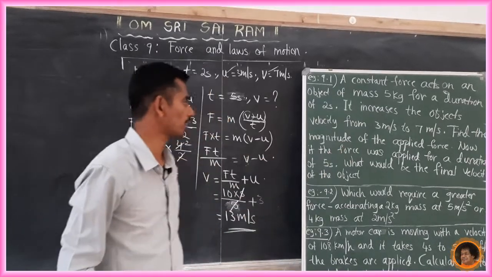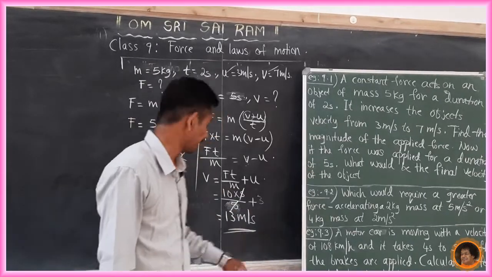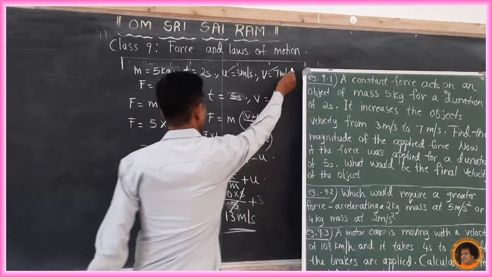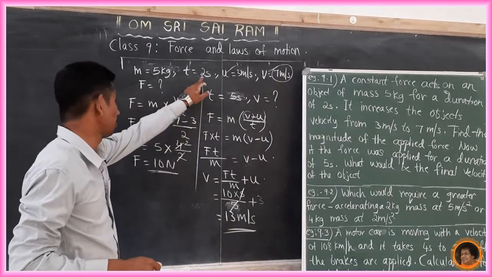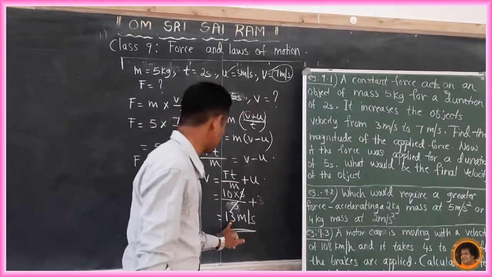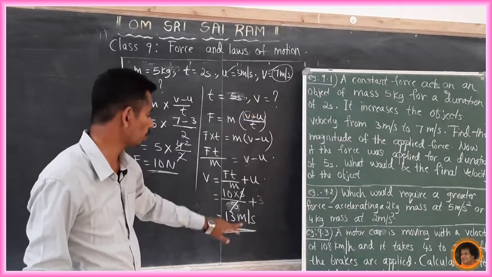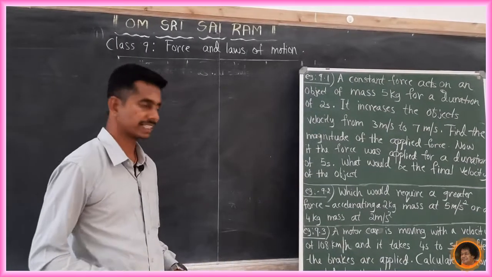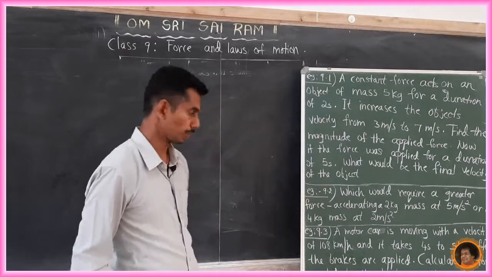What would be the final velocity of the object? The force was applied for a duration of 5 seconds. The final velocity is 13 meter per second. After the force is applied for 5 seconds, its final velocity becomes 13 meter per second, from 7 meter per second to 13 meter per second. Now, another example is given, example 9.2, in your textbook.